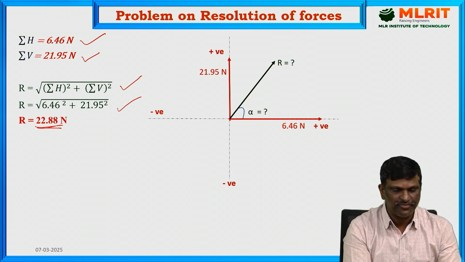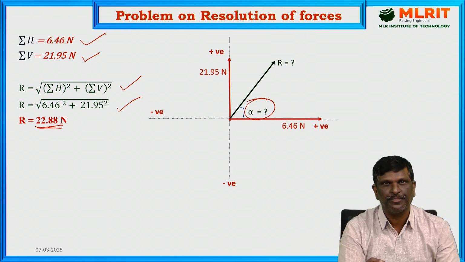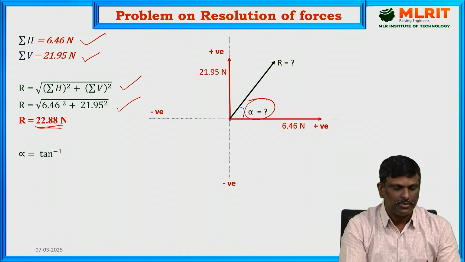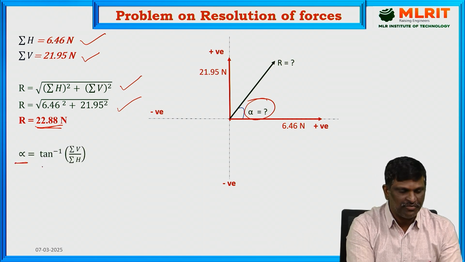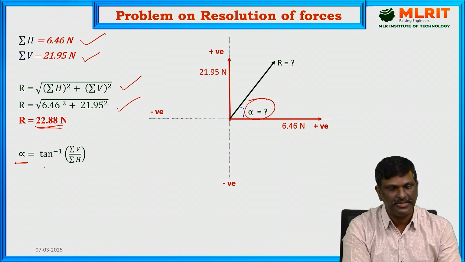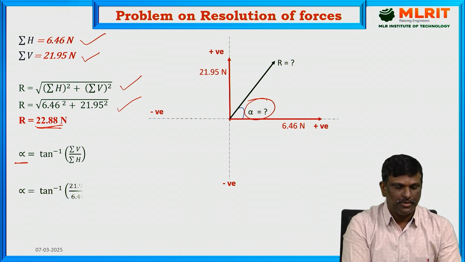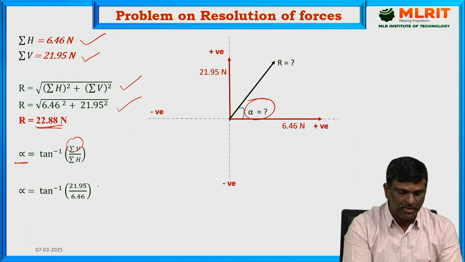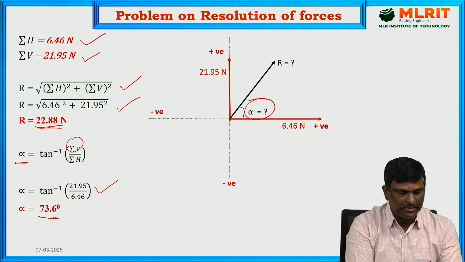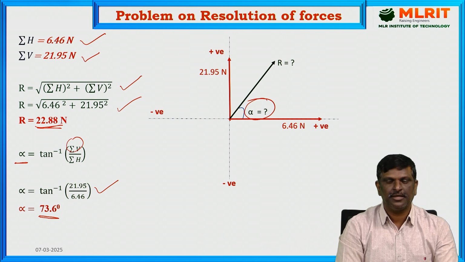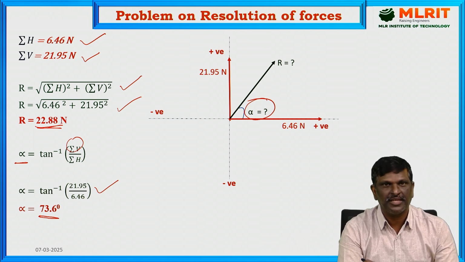And let's find the direction of the resultant. The direction, the angle of resultant will be given by the formula alpha is equal to tan inverse sigma V by sigma H. Substitute the values of sigma V and sigma H. We'll get the alpha value 73.6. This is how we can find the resultant of number of forces acting on a body by using the resolution concept.